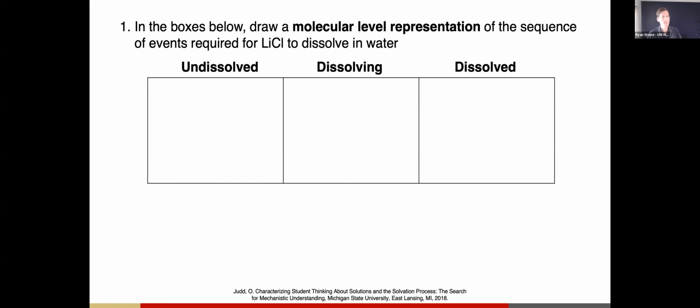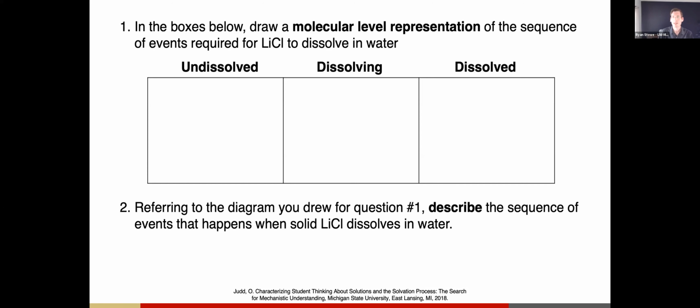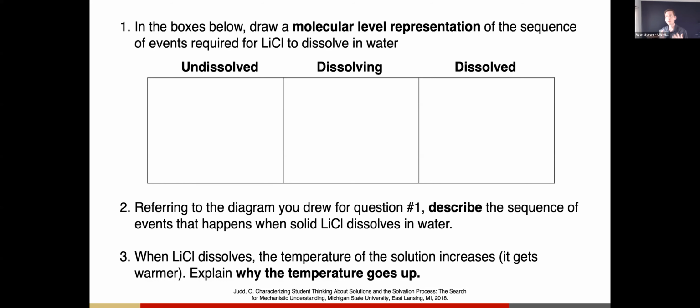Oscar discovered that when he asked students to draw the process of dissolution, student responses improved when they were explicitly prompted to draw snapshots in time: the undissolved solute, the process of dissolving, and then finally the dissolved solute. In Oscar's prompt, students were then asked to describe the process that they just drew. So what do they think is going on there? And finally, they were to bring in these ideas of energetics, to think about why the beaker got warm.